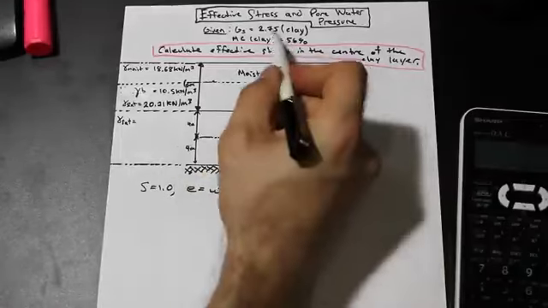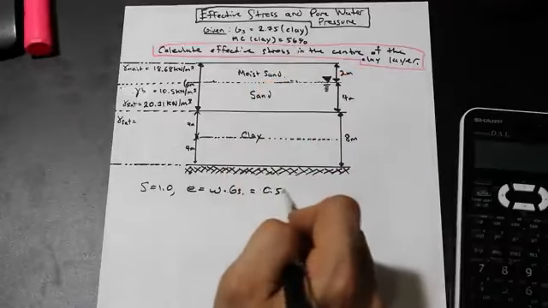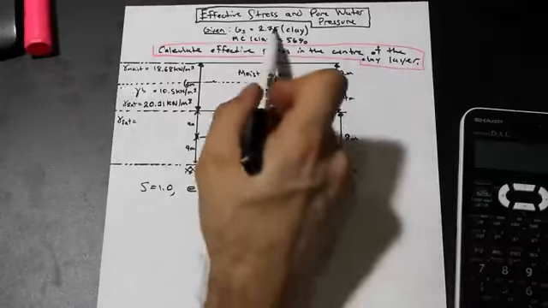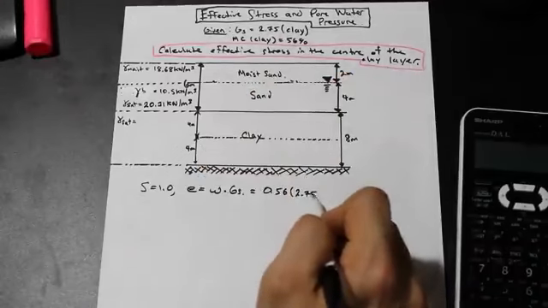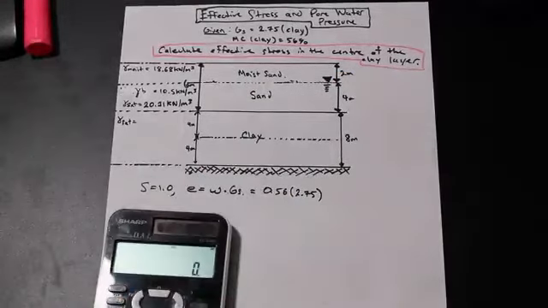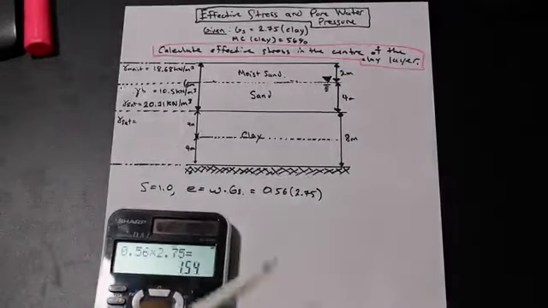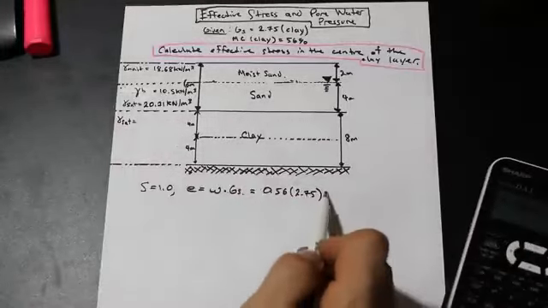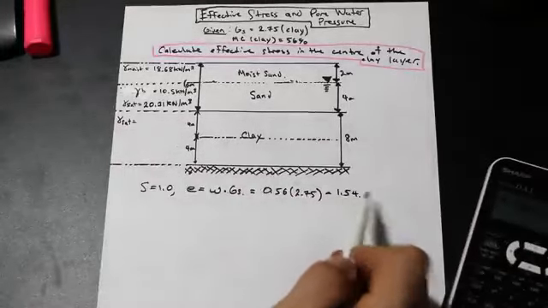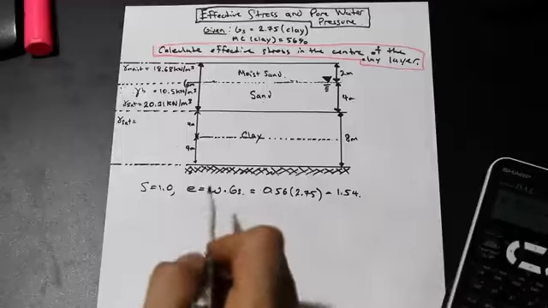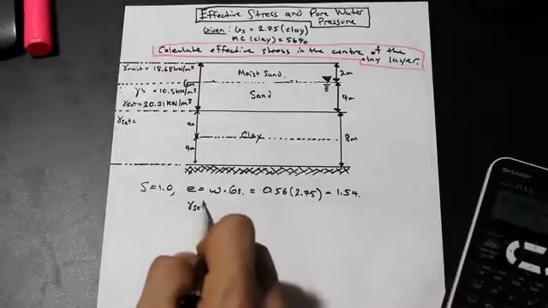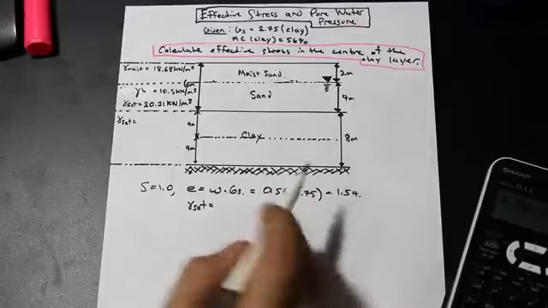Okay, so we have the moisture content, it's 0.56. And we have the specific gravity, it's 2.75. And that should give us 1.54. So we have a void ratio of 1.54 in the clay. And now we're going to use the formula for gamma saturated for the clay stratum.